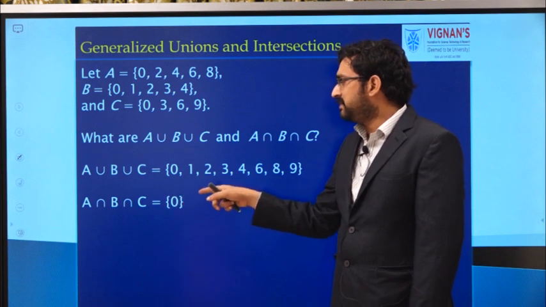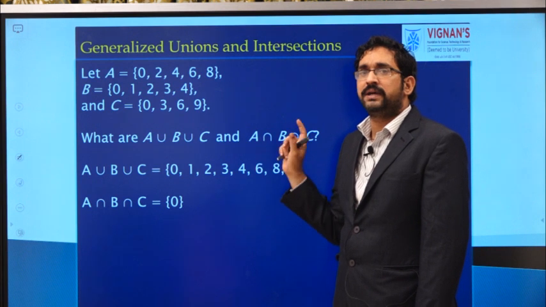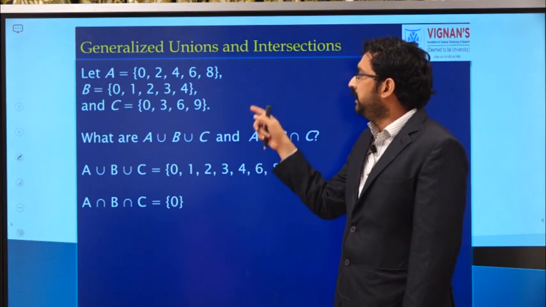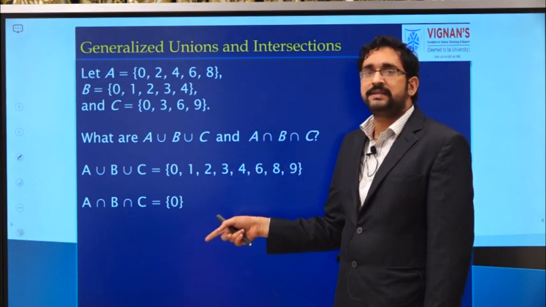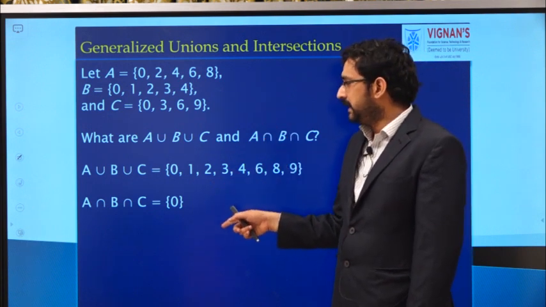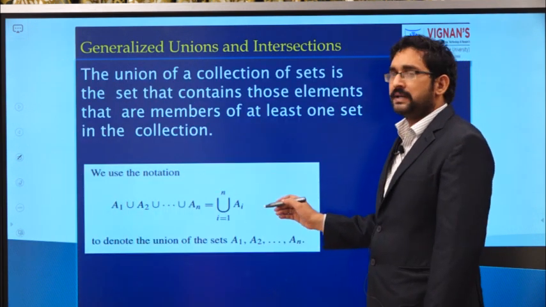Next, A intersection B intersection C means it will contain only the elements which are common to all the sets. If you observe, only 0 is common to everyone. So A intersection B intersection C contains the singleton 0. So this is symbolically how we represent the generalized union.